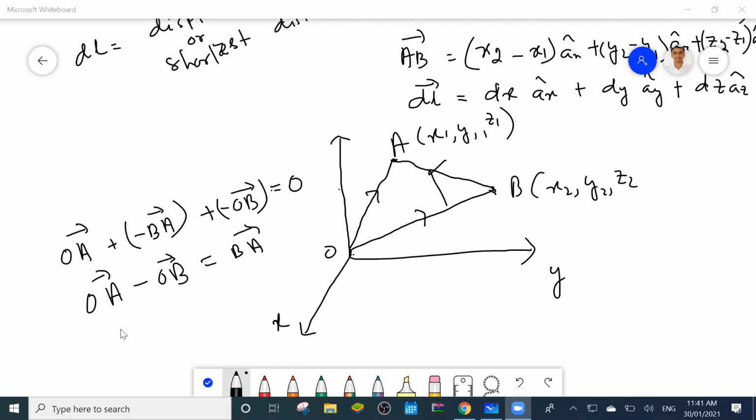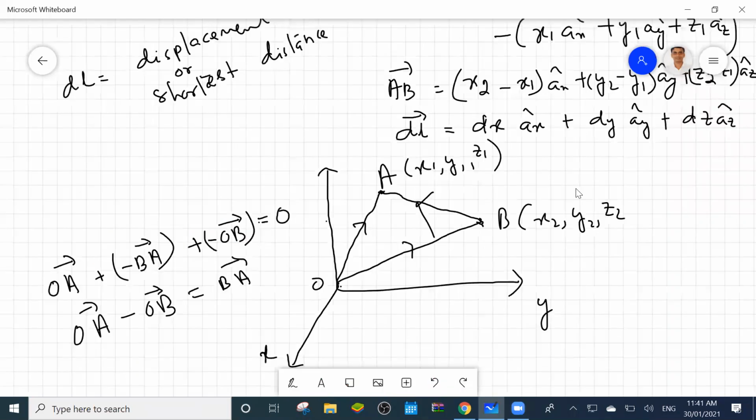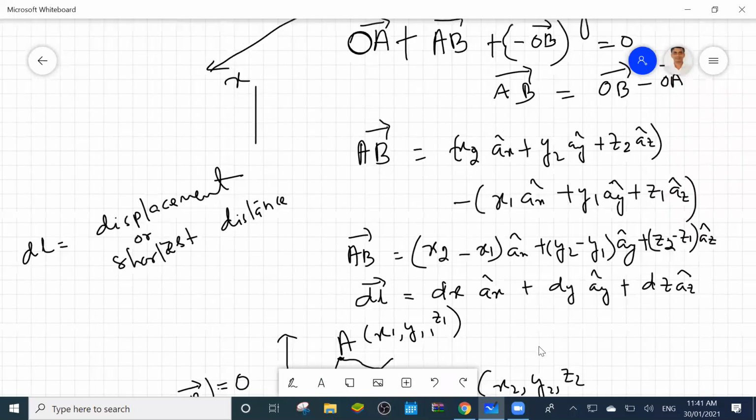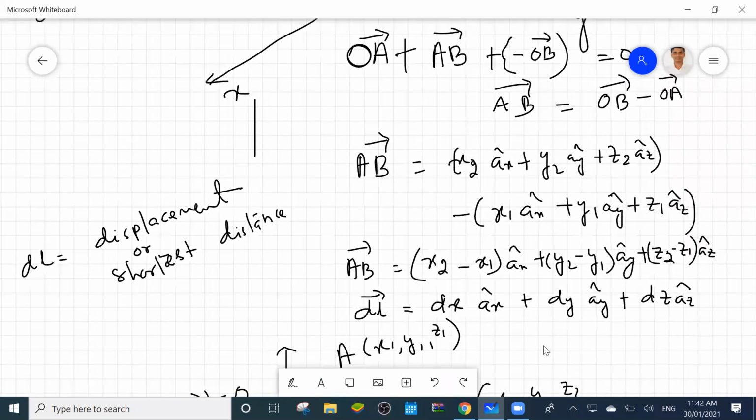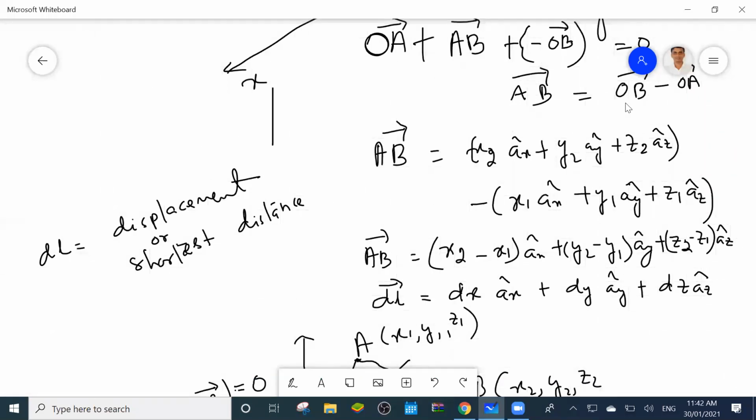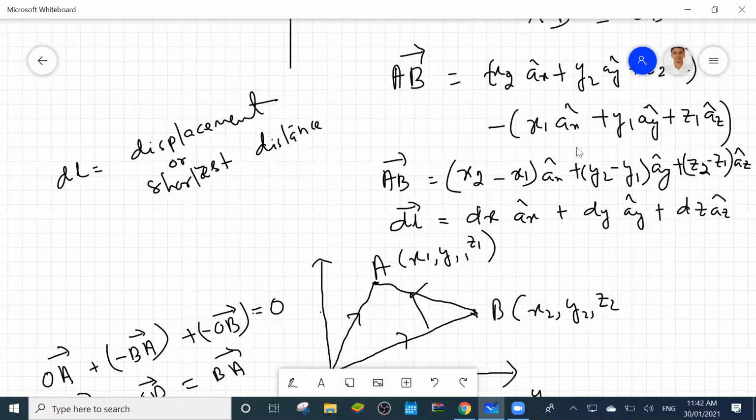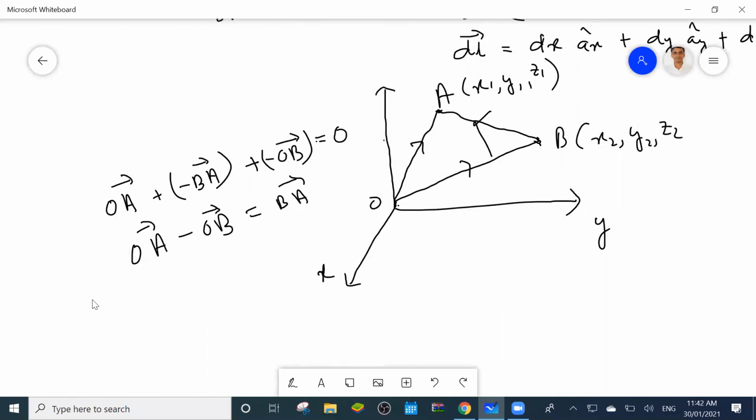So BA. So that you know that OA minus OB, in the last time, OA minus OB, what you got? If you get here, that is what? OB minus OA equal to AB. So what can I write? That OA minus OB equal to minus AB. This equal to this one.